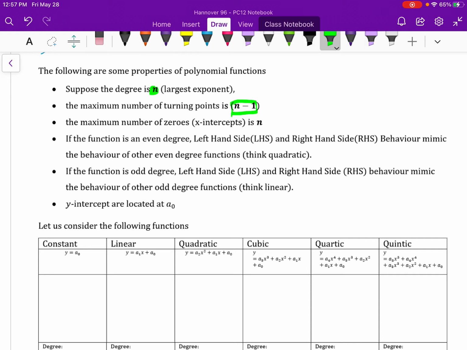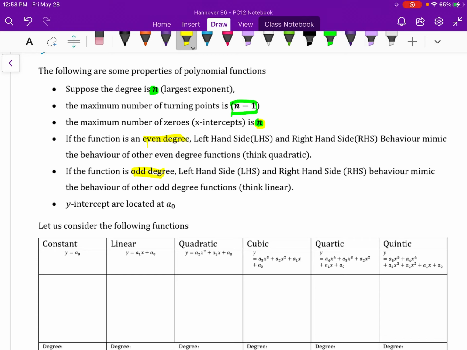The maximum number of zeros is n. So the most number of x-intercepts or zeros that we can have on a polynomial function is going to be equal to the degree. Now, if the function is even degree, the left-hand and right-hand side behavior mimic those of all other even degree functions. So all even degree functions on the left and the right behave the same.